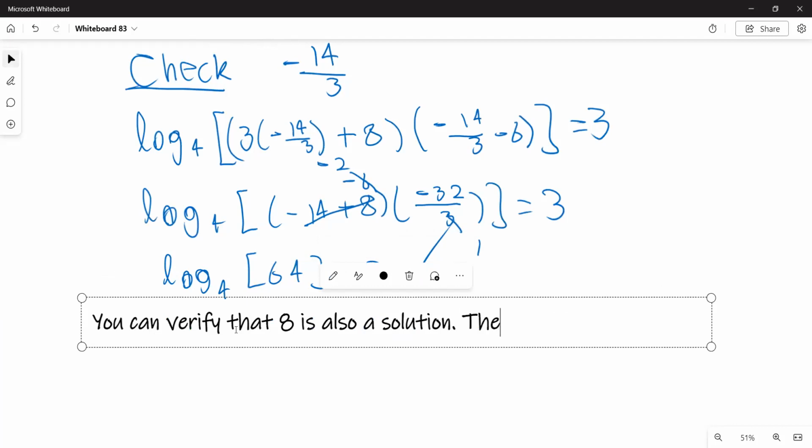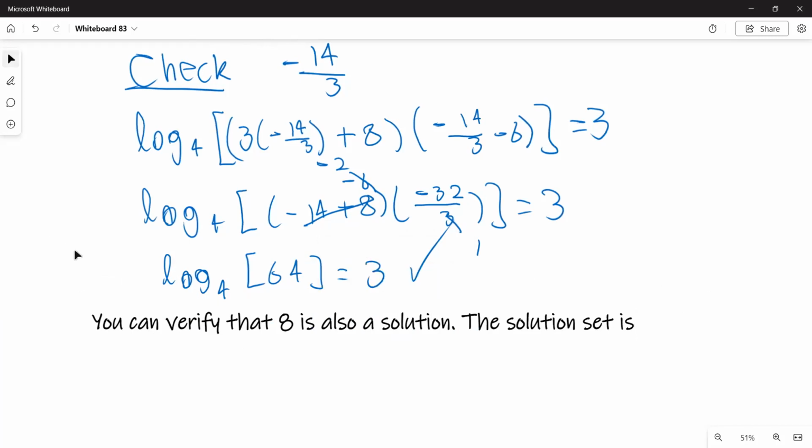And the solution set is negative 14 over 3, comma 8.